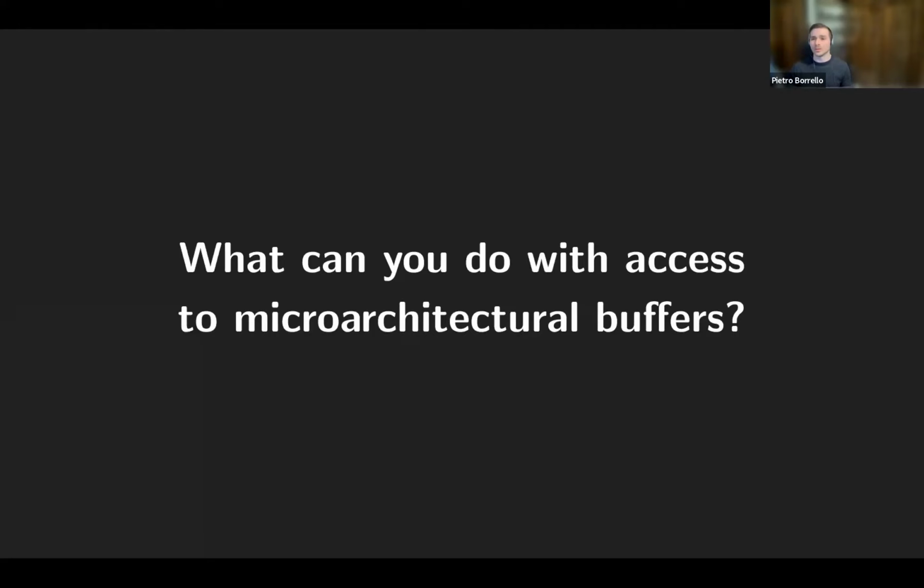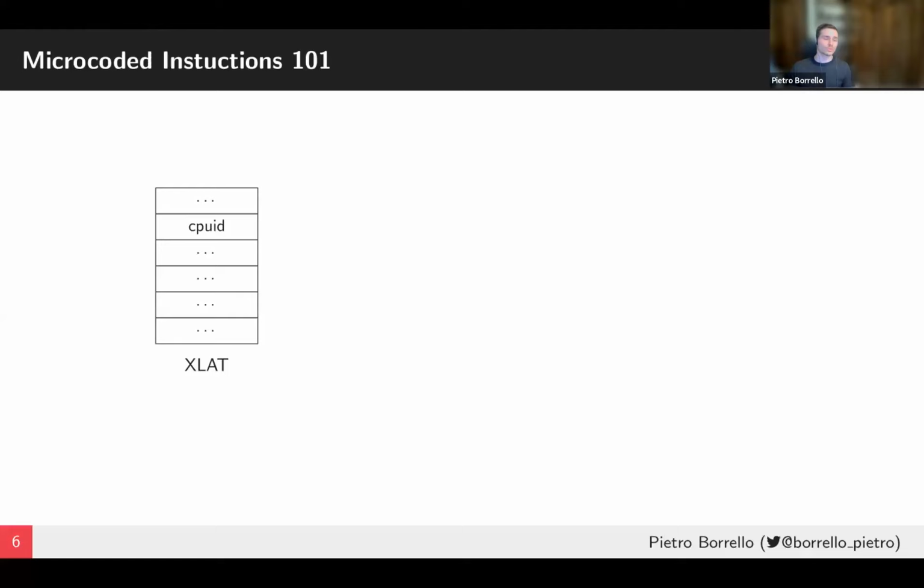To understand what we can do, we have to understand how, in general, microcoded instructions work. Let's assume that our processor is about to execute a CPUID instruction. A CPUID instruction is a microcoded instruction that requires complex logic. So the microcode sequencer, the component that manages the microcode, will have to emit a stream of micro operations.